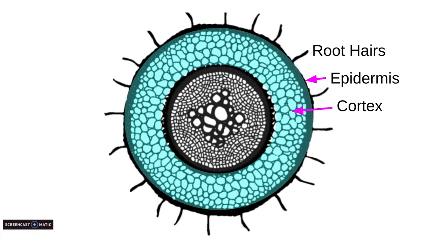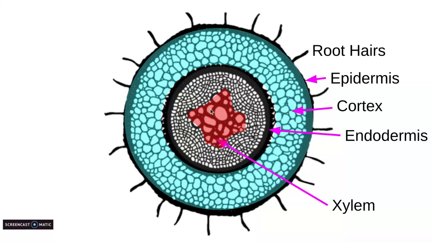The next one is the cortex. We'll learn what jobs these have in a bit, but the cortex is one of the inner rings. We have the endodermis. So epi means above or over. Endo means in. Think of en. En is the Spanish word for in. So the endodermis is the layer inside.